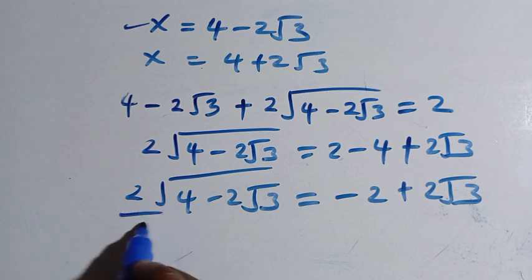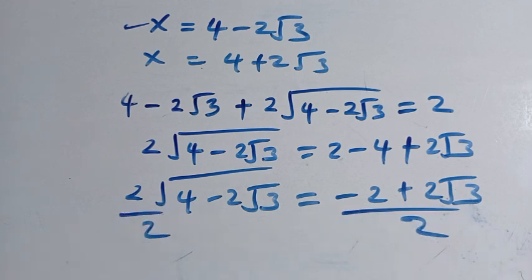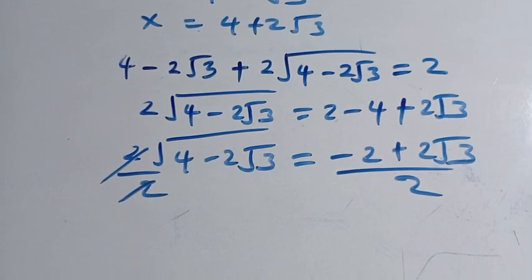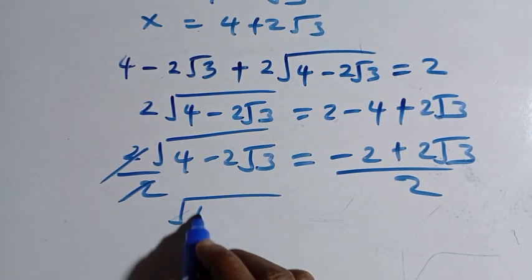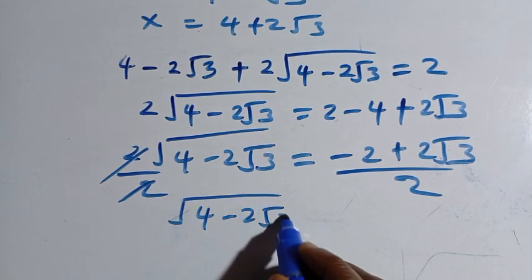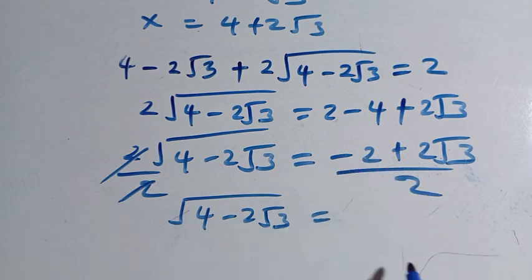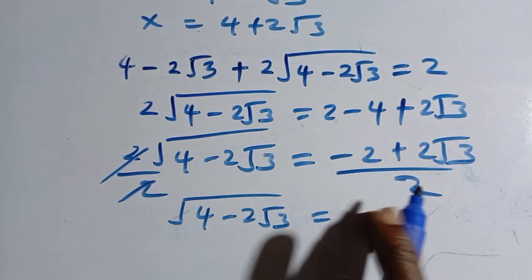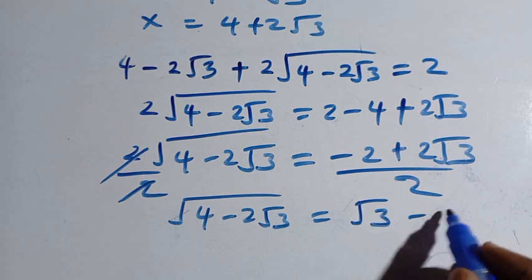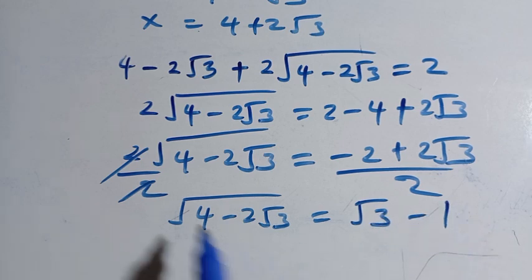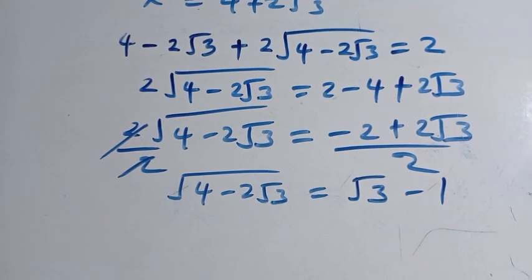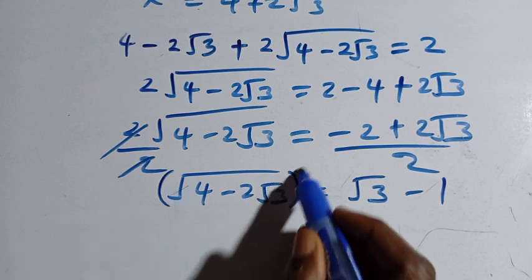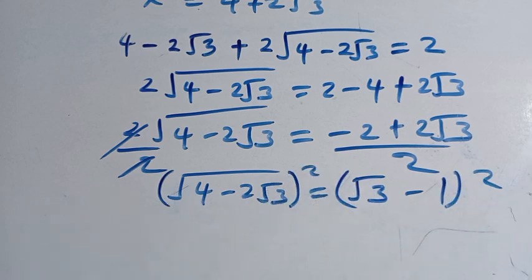Let's divide both sides by 2. By dividing both sides by 2, 2 cancels 2, as we have the square root of 4 minus 2 root 3 equals, so 2 will go into both of these, and here 2 cancels 2, so we have square root of 3 minus 1. And let's take the square of both sides. So by squaring both sides, we have this squared, and this is also squared.